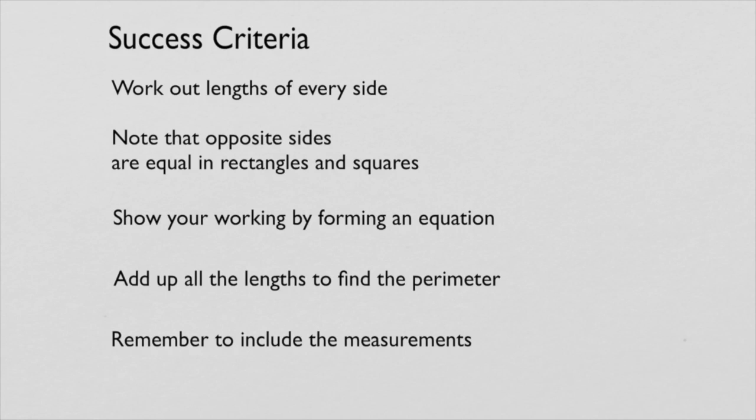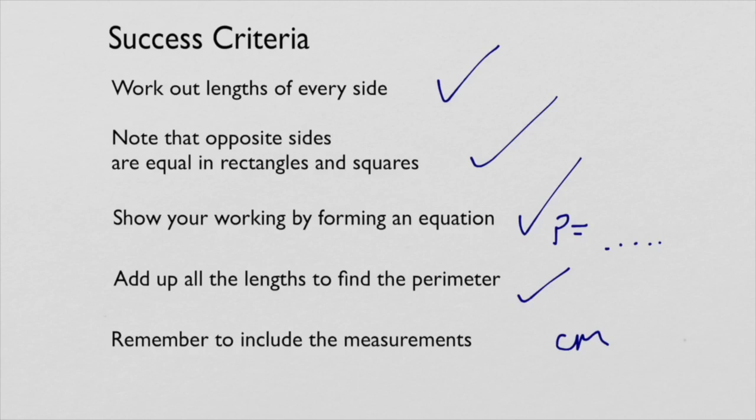Okay, so let's recap on the steps you need to take to work out the perimeter. So make sure you know the lengths of every side. And any missing lengths, you know that opposite sides in a rectangle have to be the same length. So you can go from there. Show your working by forming an equation. So normally we say P for perimeter equals, and then we list out the lengths, and then we add them up to get an answer. In your answer, make sure you write in the measurements, whether they are centimeters or meters, or whatever is used in the question.